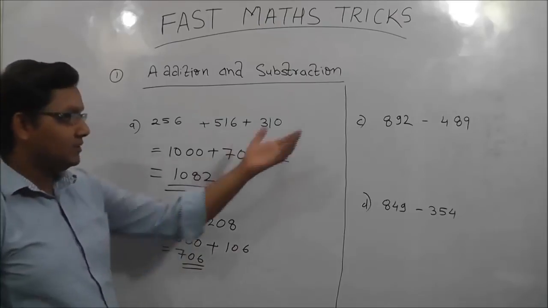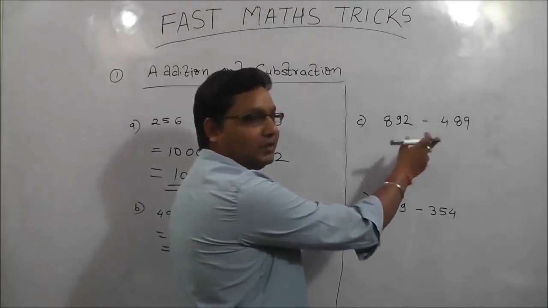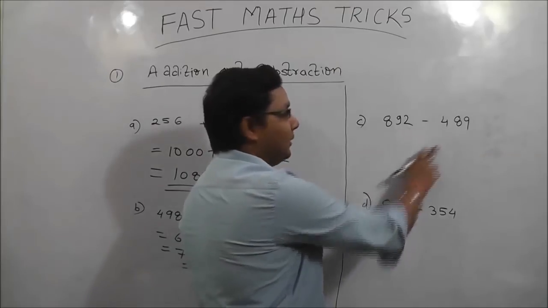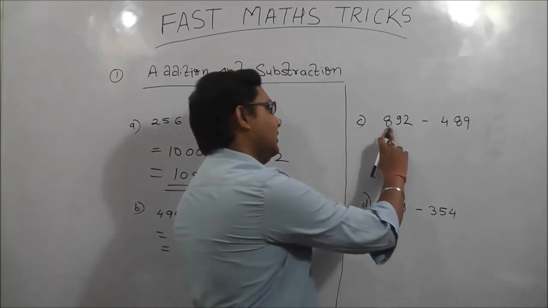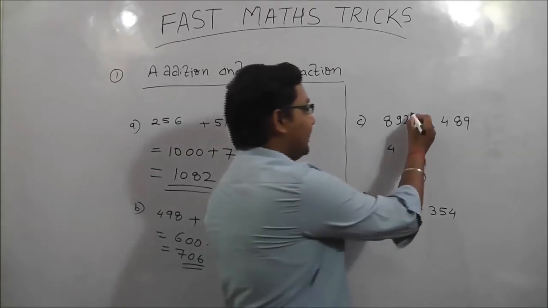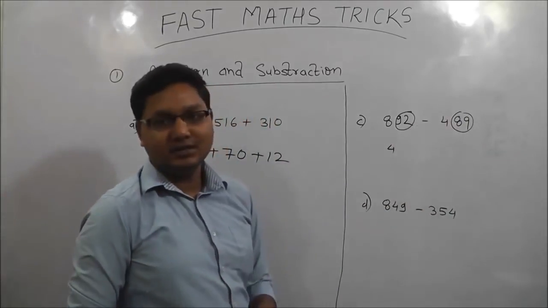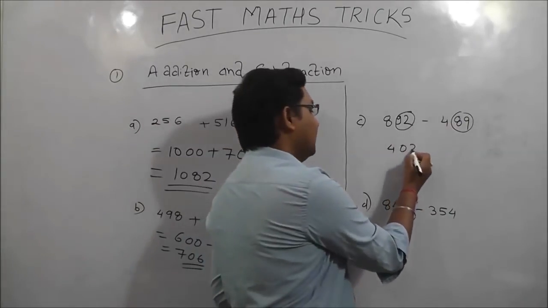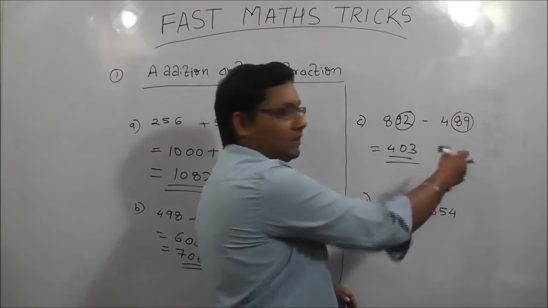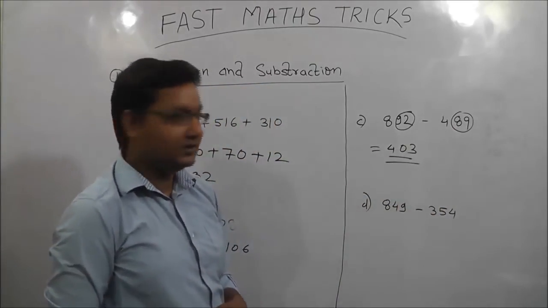Let's see some examples of subtraction. Suppose you are subtracting 2 numbers: 892 minus 489. 8 minus 4 is how much? 4. Then subtract the remaining numbers: 92 minus 89, that is 3. So our answer will be 403. Without writing anything and wasting our time, we can directly say that 403 is our answer.